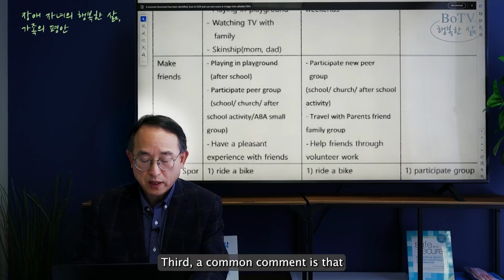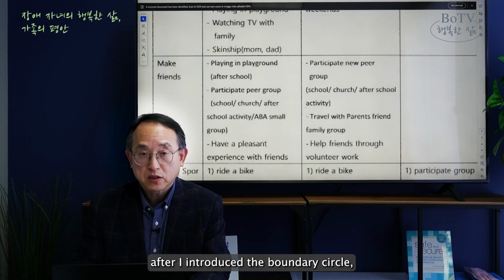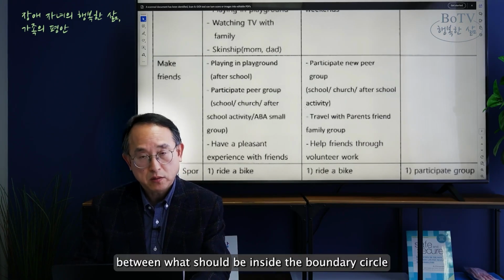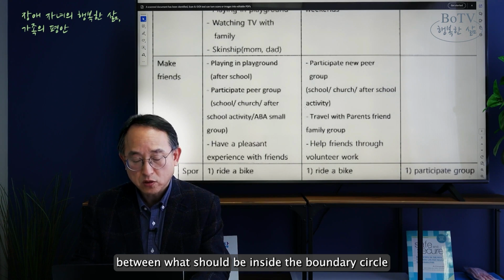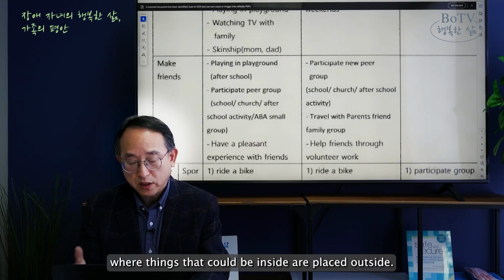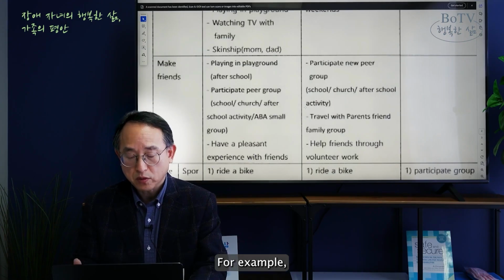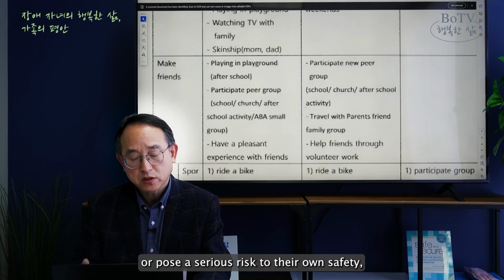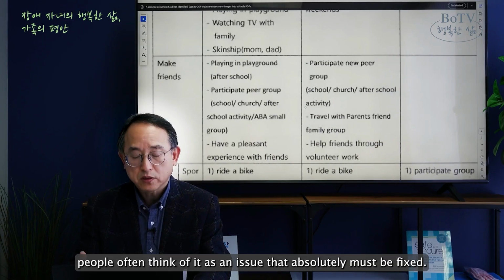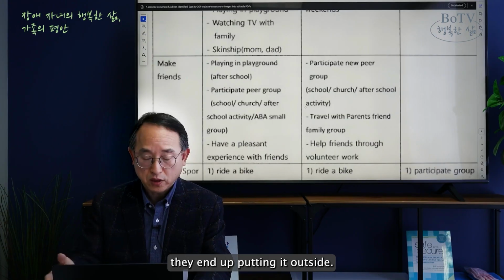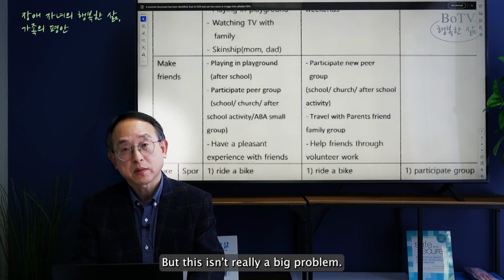Third, a common comment is that after I introduce the boundary circle, people find it difficult to distinguish between what should be inside the boundary circle and what should be outside. There are many cases where things that could be inside are placed outside. For example, even if something doesn't harm others or pose a serious risk to your own safety, people often think of it as an issue that absolutely must be fixed. So even though it could be inside, they end up putting it outside. But this isn't really a big problem.